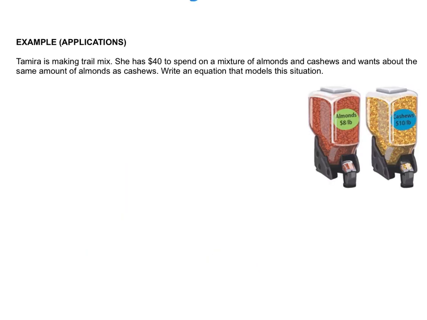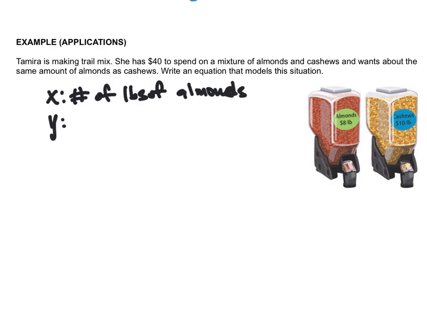So let's take a look at this next example, and it says that Tamara is making trail mix. She has $40 to spend on a mixture of almonds and cashews and wants about the same amount of almonds as cashews. Write an equation that models the situation. What I don't know is the number of pounds of almonds. We'll call that X. And we'll have Y represent the number of pounds of cashews.